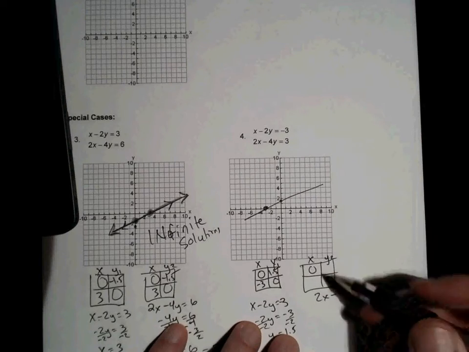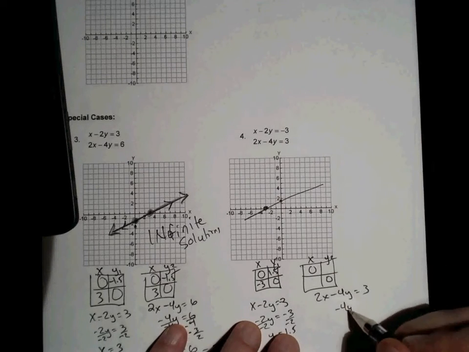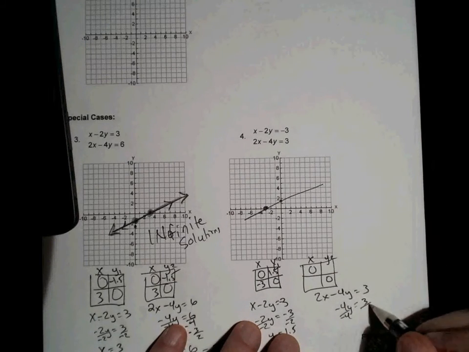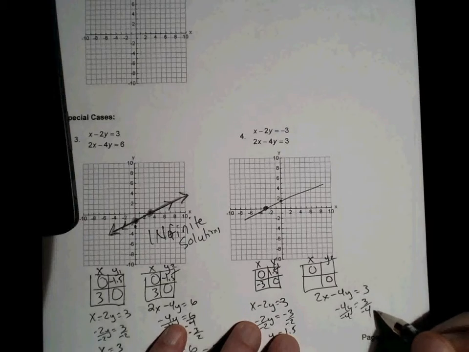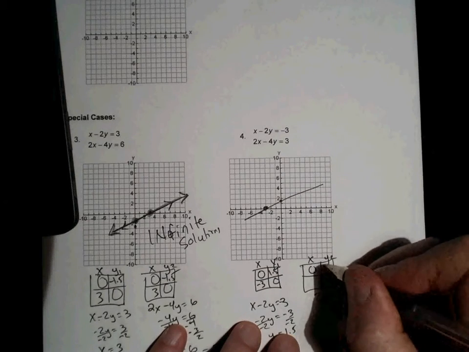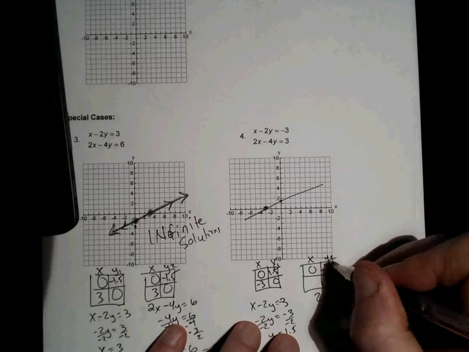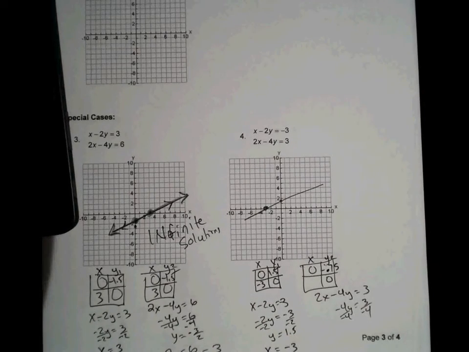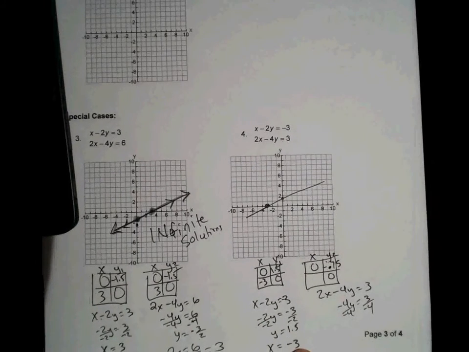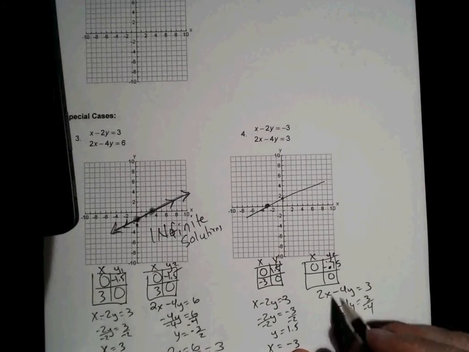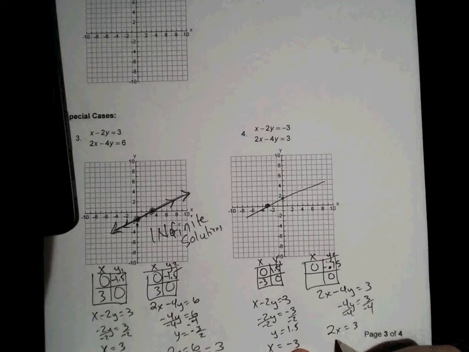Now I'm going to replace x with 0. That leaves me with negative 4y equals 3. Divide by negative 4. And this is negative 3/4, or we'll call it 0.75. Then I'm going to replace y with 0, and that leaves me with 2x equals 3, or when I divide by 2, x equals 1.5.